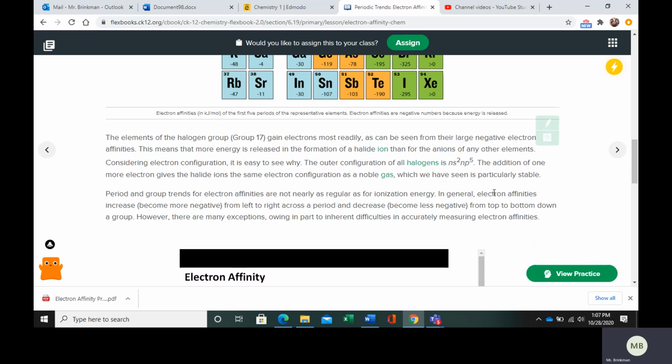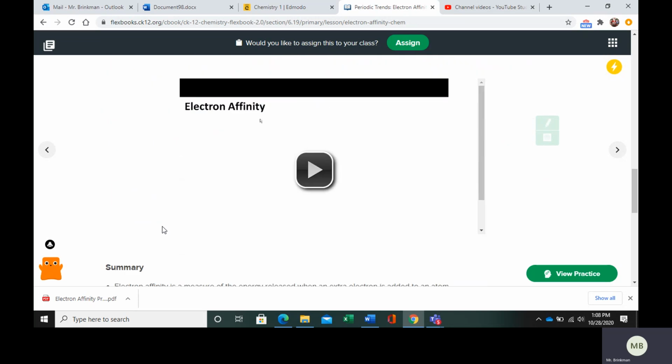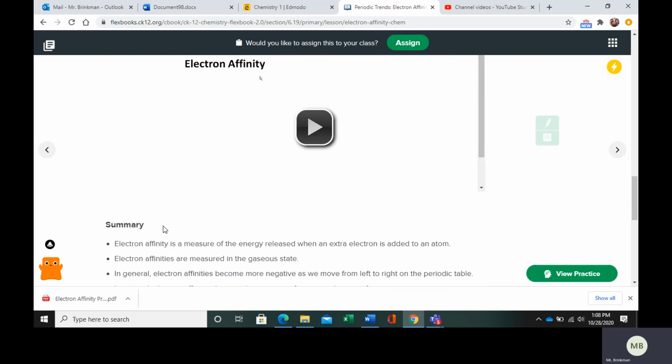So, in general, our general trend is electron affinities are going to become more negative from left to right, and they're going to become less negative from top to bottom in a group. So they're going to get more negative from left to right across a period. They're going to become less negative from top to bottom down a group. There are going to be some exceptions, but for now we just need to know the general trends.